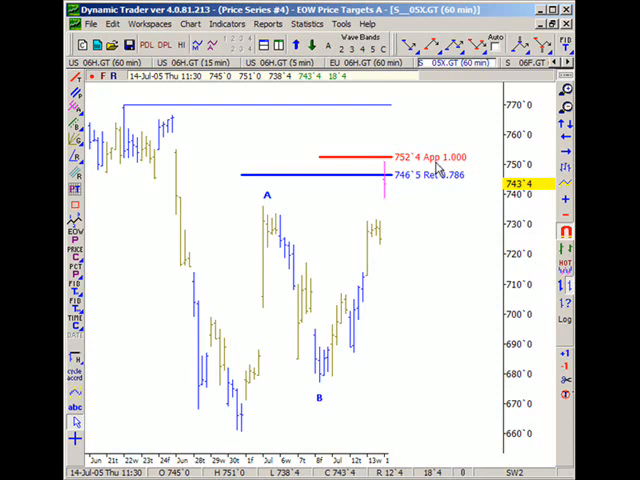And then we have the 100% alternate price projection of A. So these are two of the most typical targets to end wave C, plus the maximum retracement typical for an ABC type correction.